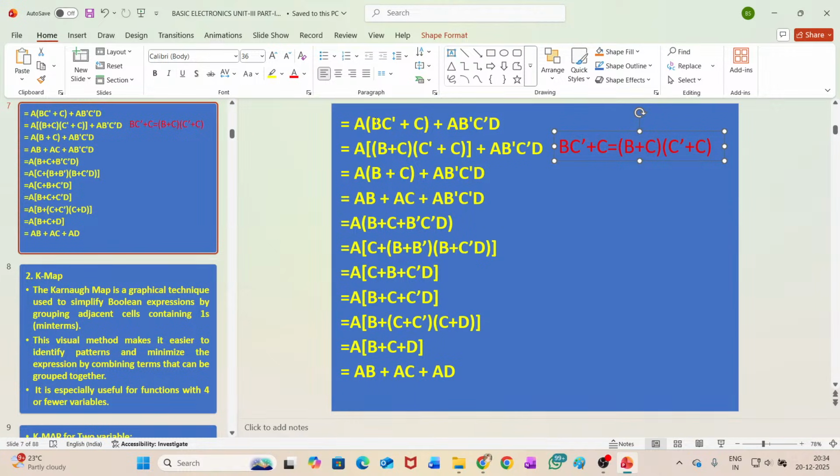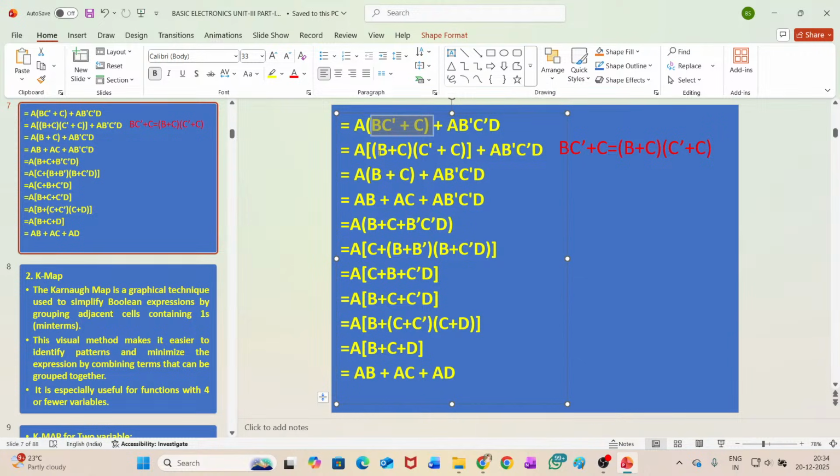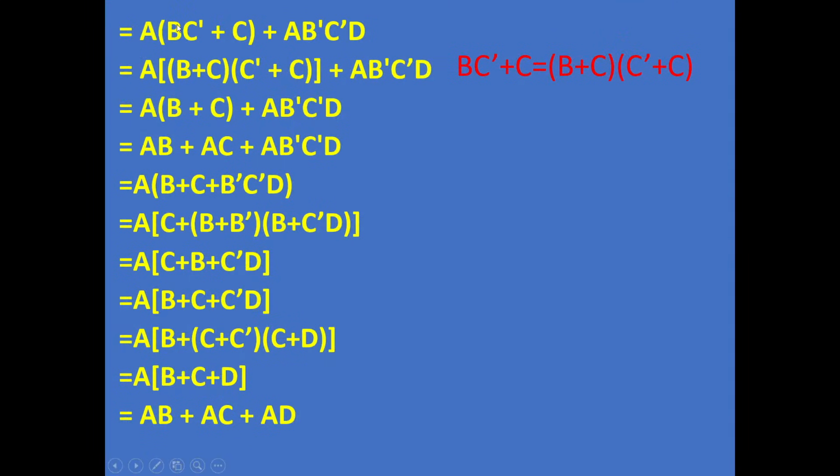So here, what is there? B C bar plus C is there. According to one of the Boolean algebraic rules, B C bar plus C can be written as B plus C into C bar plus C. This C, it can be added with B as well as with C bar. So B C bar plus C can be written as B plus C into C bar plus C.